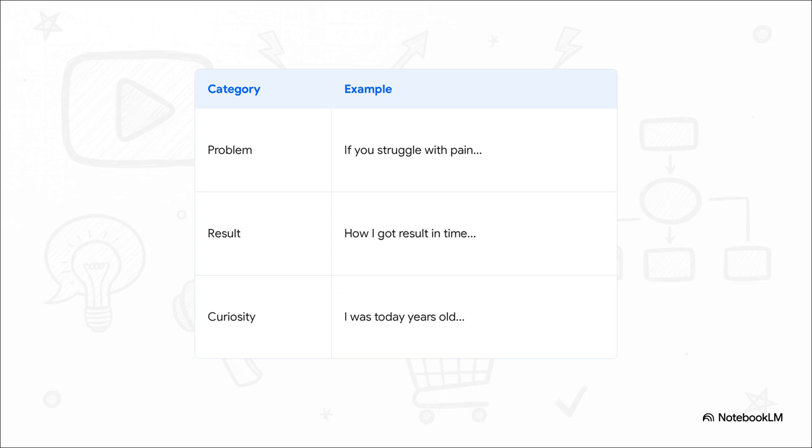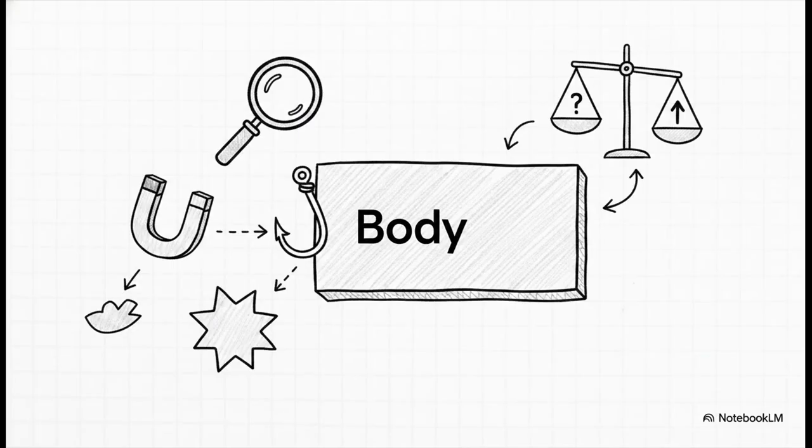And of course, call-out hooks that immediately qualify your audience. Now here is a highly counterintuitive pro move. Write the hook last. Seriously? Even though it's the very first thing the viewer hears, you actually want to build the body of the ad first. Once that's done, then you write 10 different hooks for that exact same body and pick the strongest one.